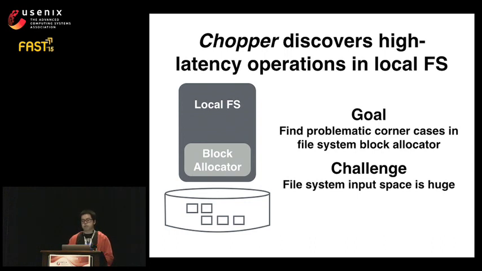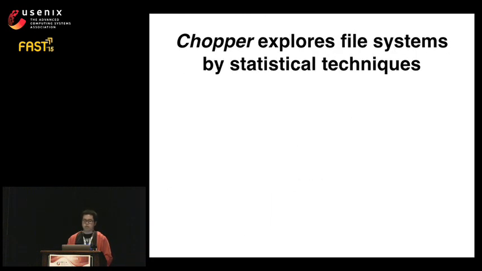So the goal of Chopper is to find the problematic corner cases in the file system block allocator. The challenge is the file system has a very large input space. For example, there are so many ways of writing a file. Which one should you pick to trigger the corner cases? To address the challenge and accomplish the goal, we use statistical techniques to explore the file system and find the corner cases. We believe there are three major contributions.